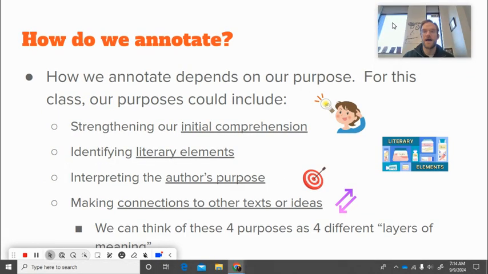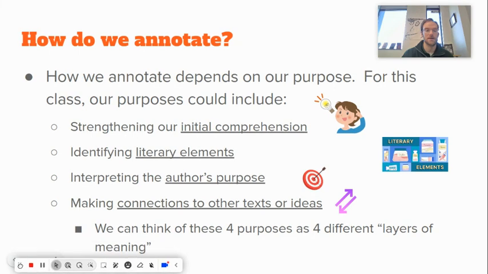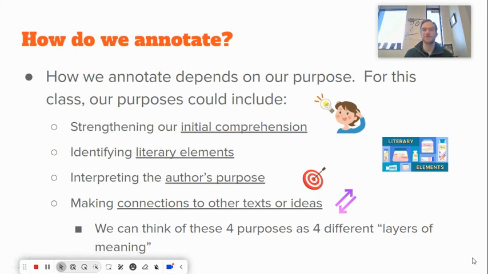For this class, how we annotate depends on our purpose. And so in our English class, purposes could include any of the following. It could be to strengthen our initial comprehension and help us understand what we're reading. It could be to identify literary elements. It could be to interpret the author's purpose. It could be to make connections between texts or connect to other ideas. And so these four purposes, initial comprehension, literary elements, author's purpose, connections to other texts or ideas, we can think of these four purposes as four different layers of meaning that kind of build on each other.